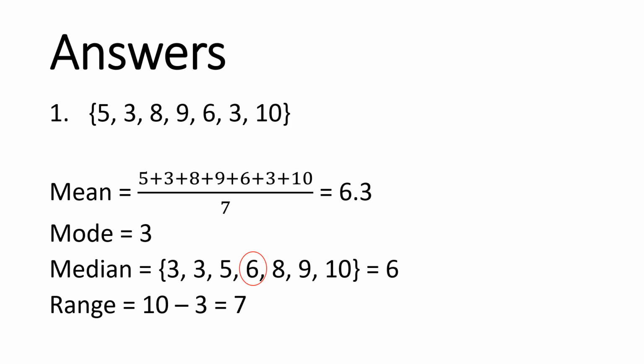When calculating the median, make sure that you put your data ordered from lowest to highest first. Once you do that, you can see that 6 is the middle number, so the median equals 6. For the range, we subtract the lowest number from the highest number. 10 is the highest number and 3 is the lowest, so 10 minus 3 equals 7. The range equals 7.